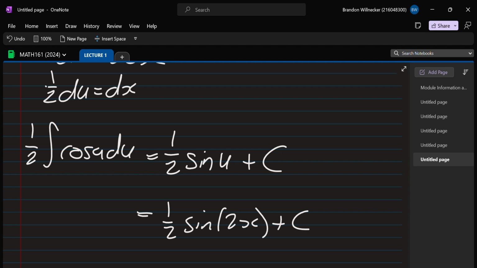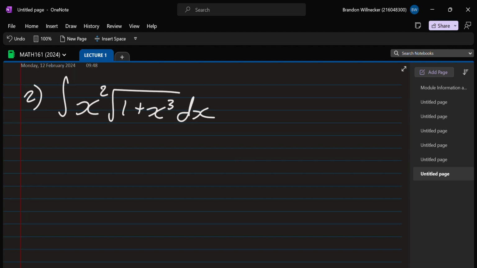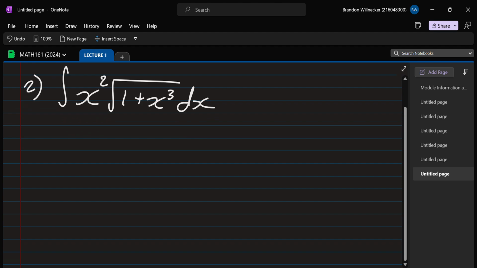Okay, next one. Like always, if you're stuck with anything or it's a problem for you, please just shout out. I can repeat or explain differently. Okay, next one. This was the integral x squared root 1 plus x cubed dx. Okay, very similar to what we had before.